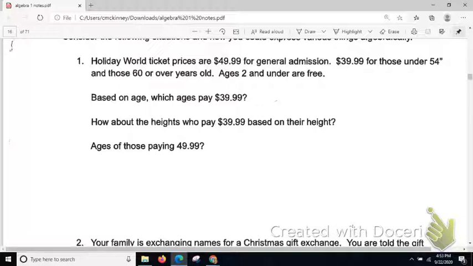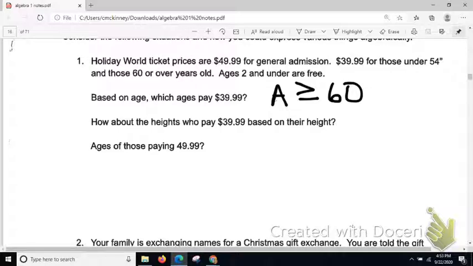Well, I really don't want to list 3, 4, 5, 6, all the way up until I get to 60. So I would want to think, okay, how could I do this? Based on age, paying $39.99 would be over 60. So like 60, 61, 62, 63. I don't want to list all those. Sorry about my flub up there. So instead of listing a bunch, I could just say ages that are greater than or equal to 60, right? Because it says 60 or over.